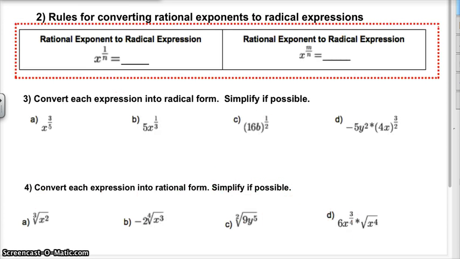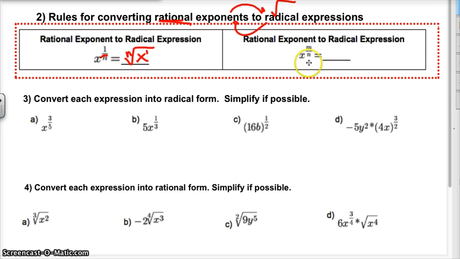All right, rules. These rules convert rational exponents, meaning fractional exponents, to radical expressions and vice versa. They are interchangeable. The first one takes a rational exponent where the fraction is 1 over any number, we're going to use n, and it puts it into a form that is a radical. The n goes out in front, and the 1 is essentially on the x, but we don't have to write it.